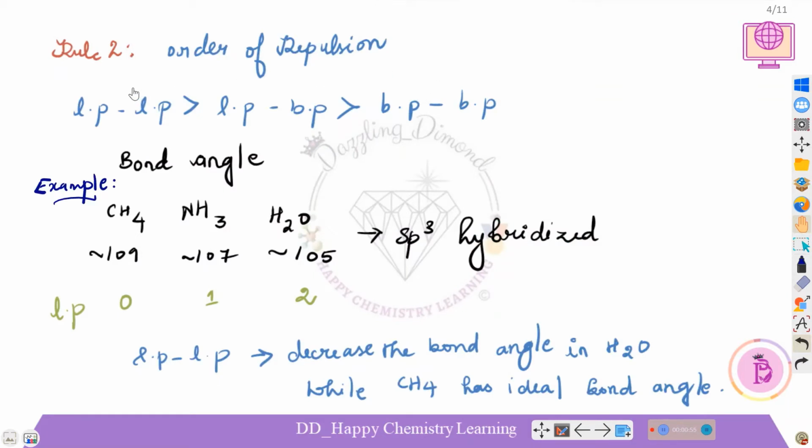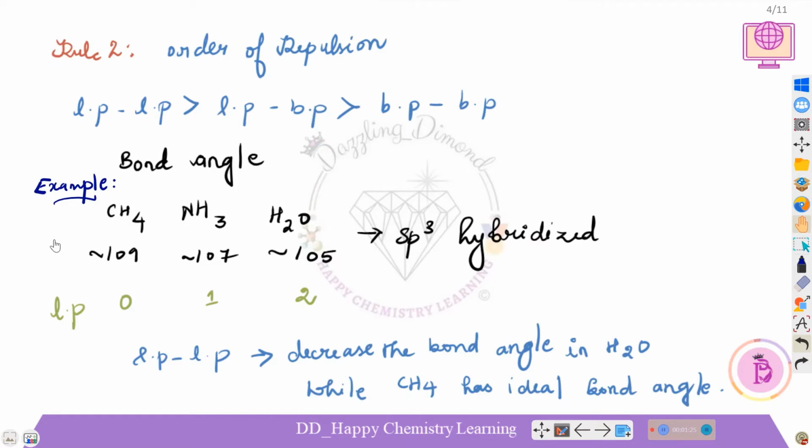And the next rule is the order of repulsion. Here the lone pair-lone pair repulsion will be the highest, and the lone pair-bond pair repulsion will be lesser than the lone pair-lone pair repulsion, and the bond pair-bond pair will have the least repulsion between them compared with lone pair-lone pair and lone pair-bond pair repulsion.